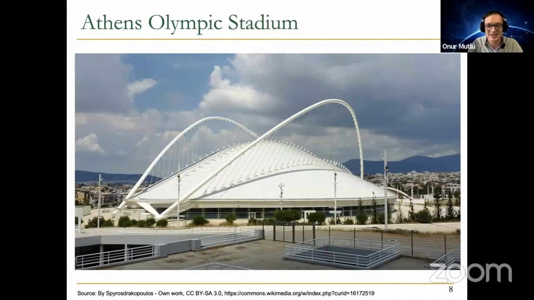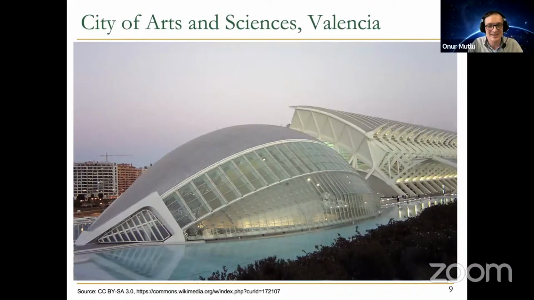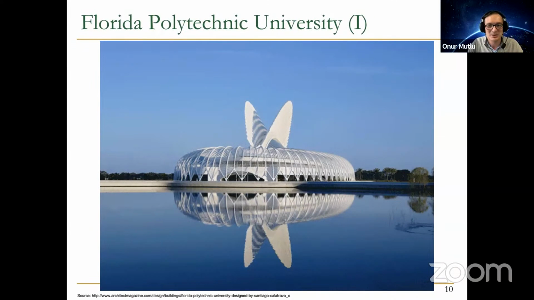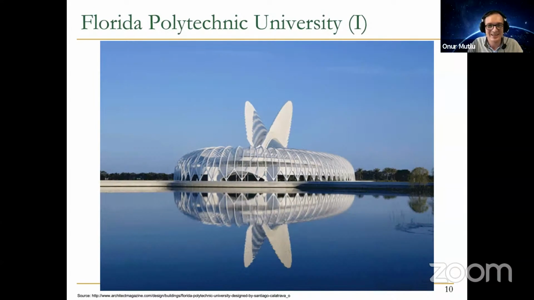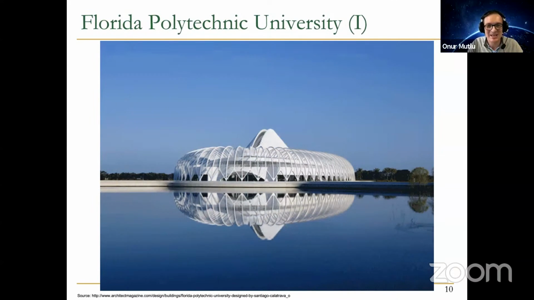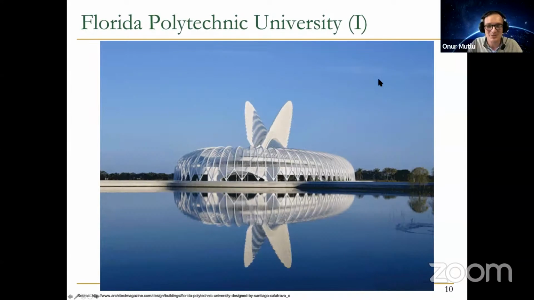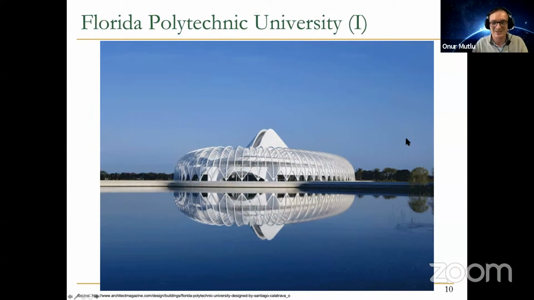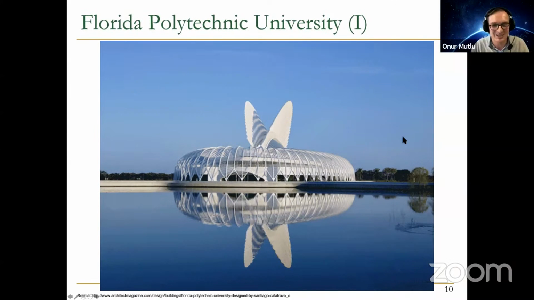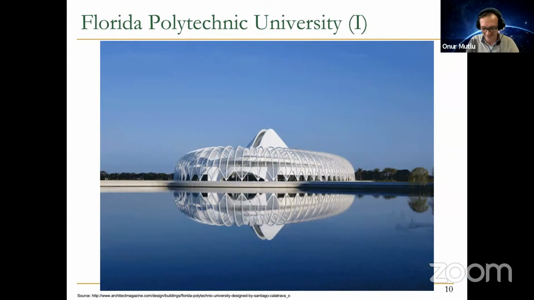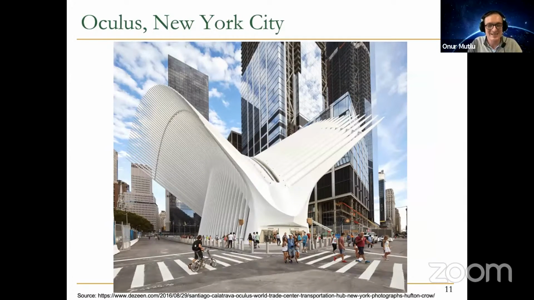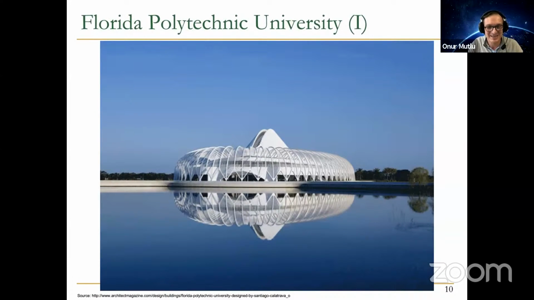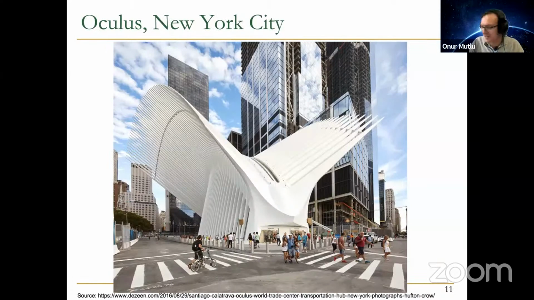This is Athens Olympic Stadium, City of Arts and Sciences in Valencia. And this is probably someone paid more money for this, Florida Polytechnic University. And sometimes universities make the mistake of showing off buildings as opposed to showing off their science. As a result, you get things like this. But it's certainly good to see it. But it's better to invest that money into science and scientists in general, I would say. Okay, and this is the Oculus in New York City, as you can see, which was supposed to be something like this, actually. But the folks in New York City said, okay, we're not paying any more money for this.